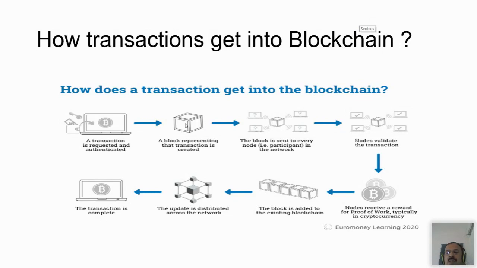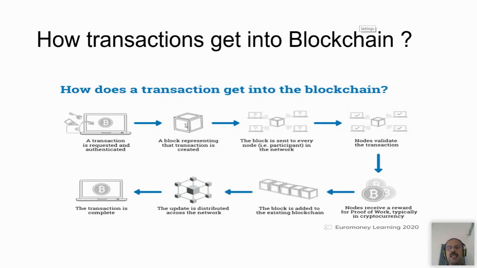There is something called mining. Assume this is a very big network of computers which validate these transactions. Why do they validate? They have to put up a lot of infrastructure for validating this transaction, and because they are keeping track of all the records, they should be rewarded. These people are called miners. Once it is done, the block is added to the existing blockchain, and the update is distributed across the network and the transaction is complete. So this is what we call a transaction in a blockchain.